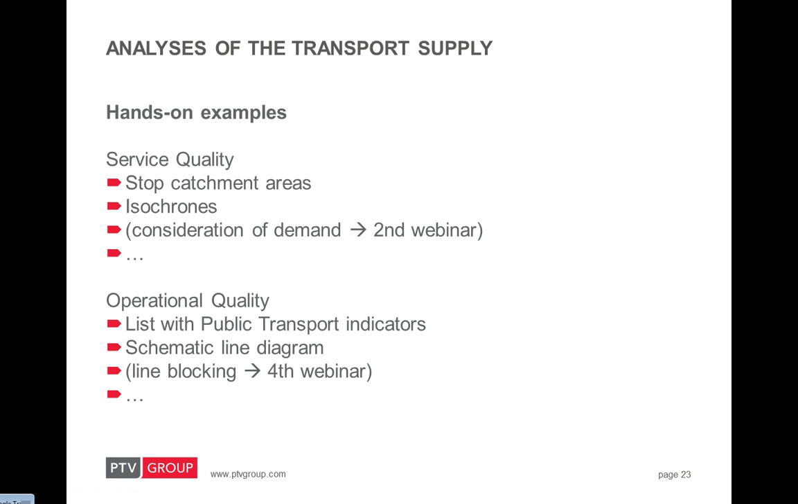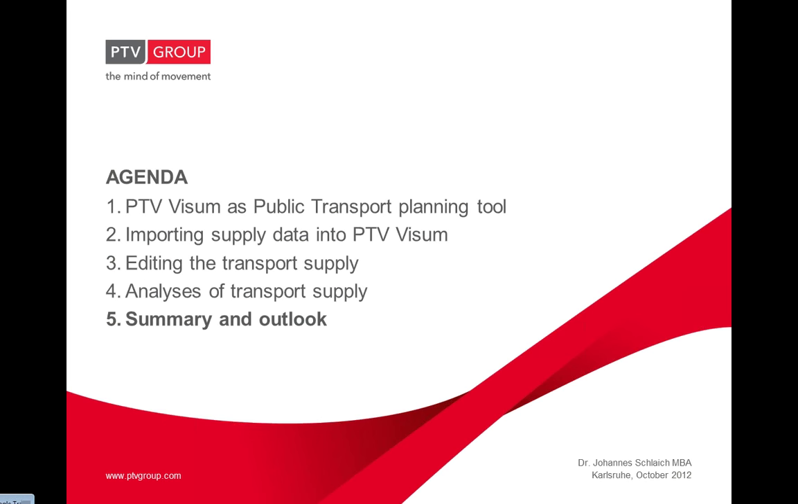If we go back to the overview, we have seen service quality and operational quality, and we have seen different analyses for these two categories. If I'm now going to summarize what we have seen today, we have seen that Visum has lots of interfaces in order to import existing data. So if you have a large network, you never want to do it manually. It's always good to start, for example, with OpenStreetMap network data for private transport, or with data from Excel, from Google Transit, or whatever data is available.